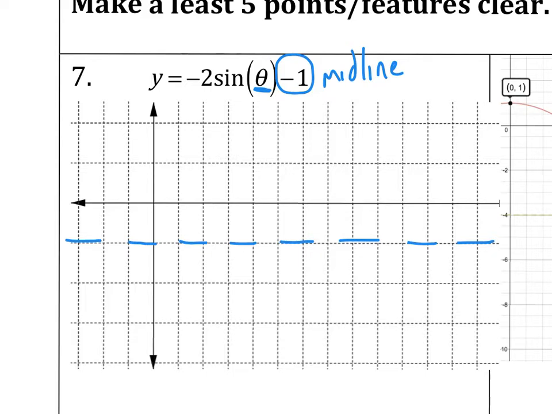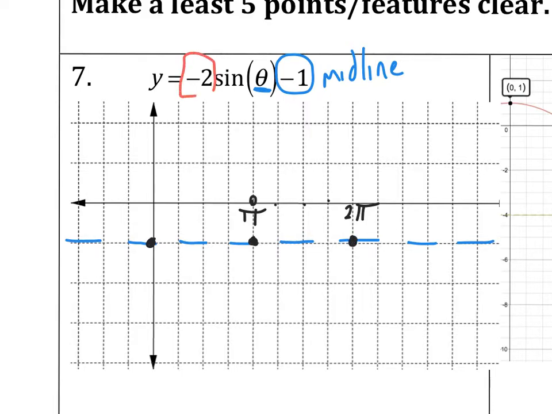So all I have to do is care about the fact that sine should go from 0 to 2 pi. Let's go 1, 2, 3, 4. I'll make that pi. 1, 2, 3, 4, make that 2 pi. And we know that sine starts normally on the midline with an angle of 0. It hits the midline again at pi and at 2 pi.